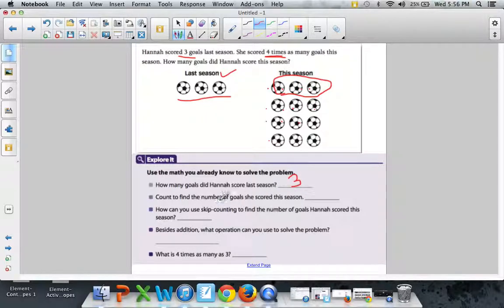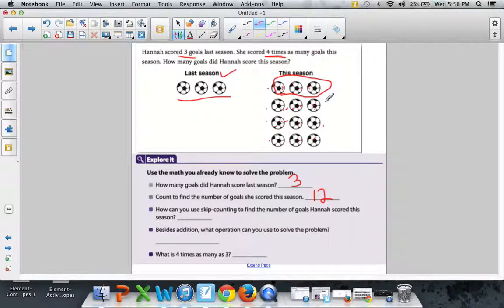Count from the number of goals she scored this season. Well, you could count, but 1, 2, 3, 4, 5, 6, 7, 8, 9, 10, 11, 12. I mean, that's the little kid way of doing it. Or how can you use skip counting to find the number of goals Hannah scored this season?